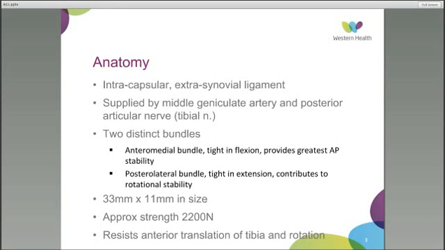The tibial insertion gives rise to the name of the bundles, so anteromedial and posterolateral, and it's lateral to and anterior to the medial intercondylar spine.